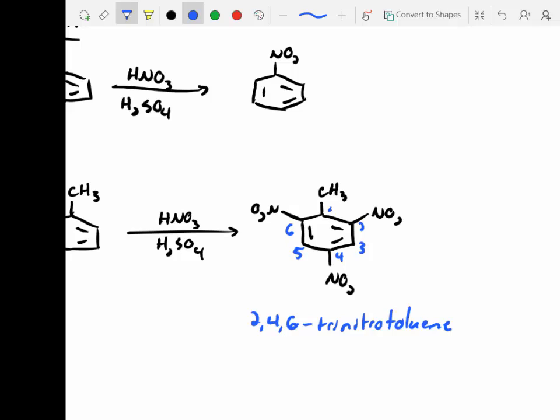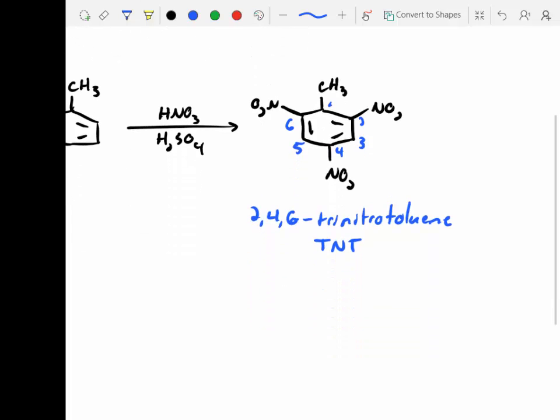Trinitrotoluene, also known as TNT. This isn't a reaction I recommend trying at home. An explosion is the worst that can happen. Let's take a look at the mechanism for this.